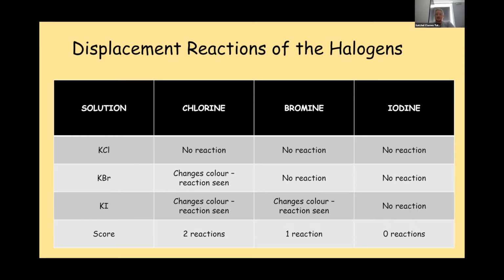Finally, iodine, and unfortunately for iodine, it's at the bottom of the pile. If you add iodine to KCl, there's no reaction, and KBr, there's no reaction, meaning that both Cl and Br, chlorine and bromine, must be more reactive than iodine, and so they will not allow displacement. Iodine added to potassium iodide, you get no reaction simply because it will not react with itself. So that gives it an overall score of 0.